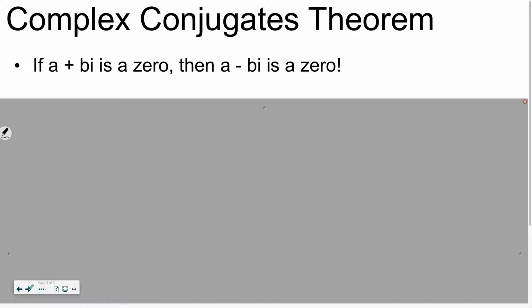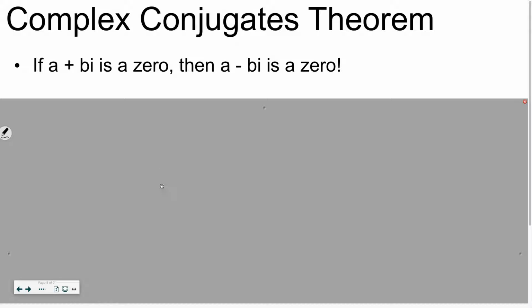Okay, complex conjugates theorem. That sounds a lot like irrational conjugates theorem, right? The irrational conjugates theorem from last week said if 1 plus the square root of 7 was a 0, then 1 minus the square root of 7 was a 0. The complex conjugates theorem just says if you have one imaginary 0, then the pair is also a 0. So if a plus bi is a 0, then a minus bi is also a 0. And just like the irrationals, some of them are easier and some of them are a little bit longer.